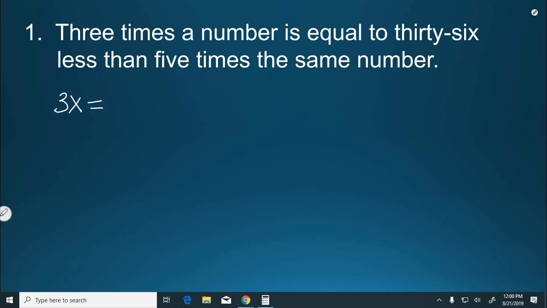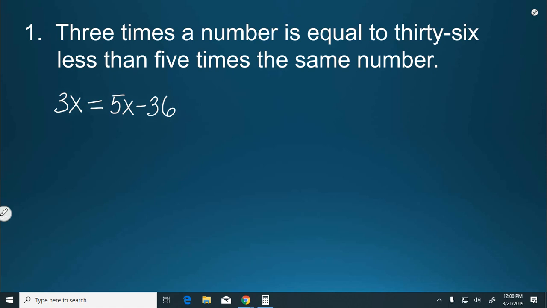Remember that less than, we've seen that a couple times already, or more than, you want to turn that problem around. 36 less than 5 times the same number is not 36 minus 5x. It's 5x minus 36. You're taking 36 away from the 5x. So now we have a simple problem, very similar to what we saw yesterday in class.